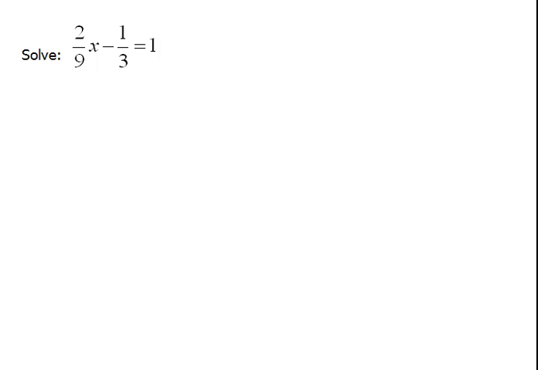Here we have a problem that says solve 2/9 x minus 1/3 equals 1. Well, the fractions here are usually what bother most of us, and if we don't want to work with the fractions, we can always get rid of them. So again, just like I did in the last example, I'm going to rewrite my problem, but I'm leaving a little bit of space between each one of those terms.